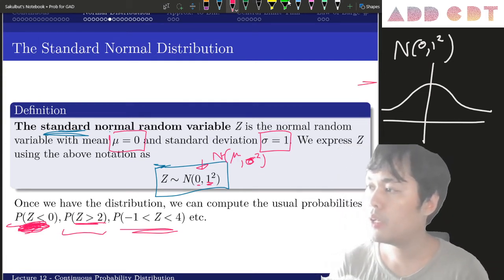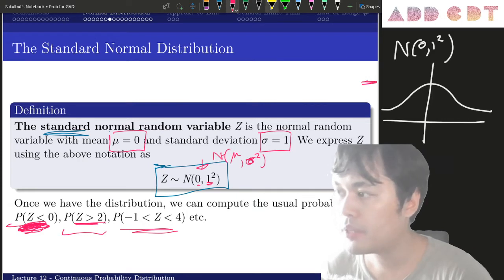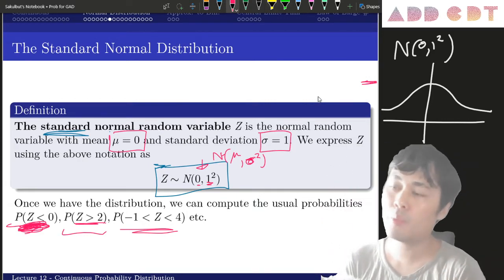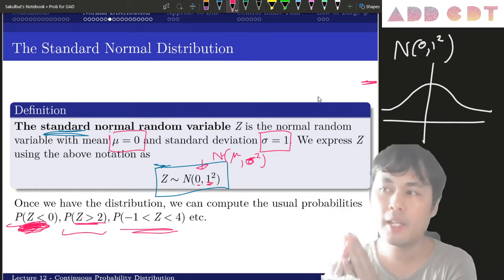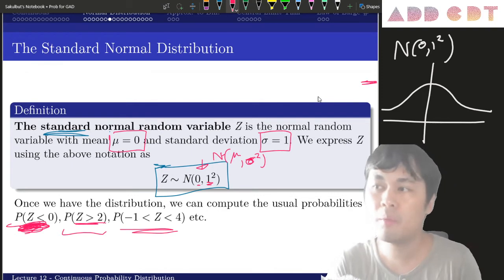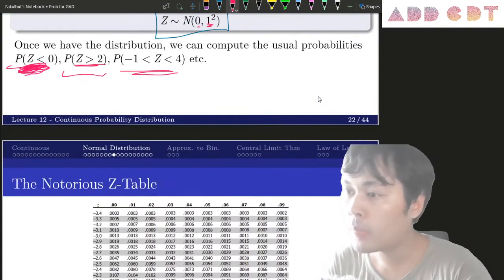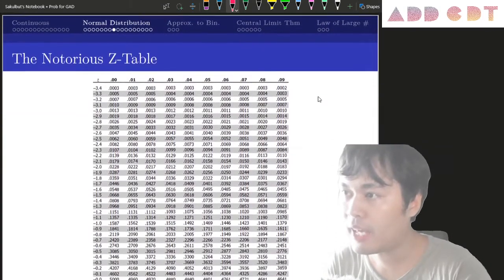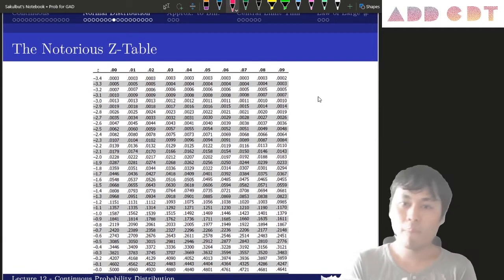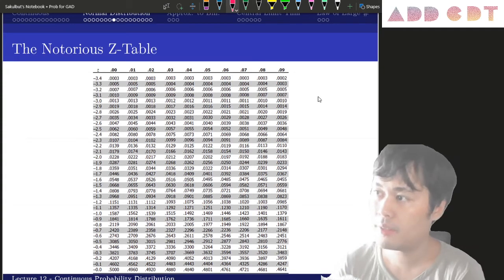So we are going to just talk about that one single thing, and then we are going to come back and explain how we can use this one standard normal distribution to solve the problem for any kind of normal distribution. You may have studied this in high school, wherever, and that is kind of painful.